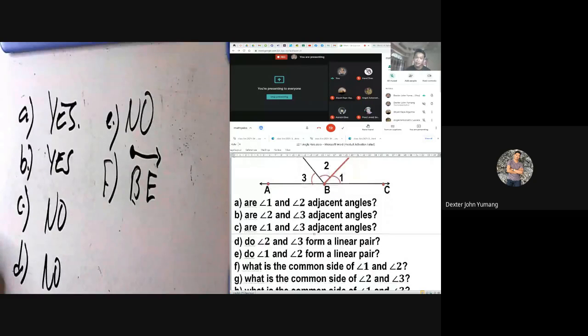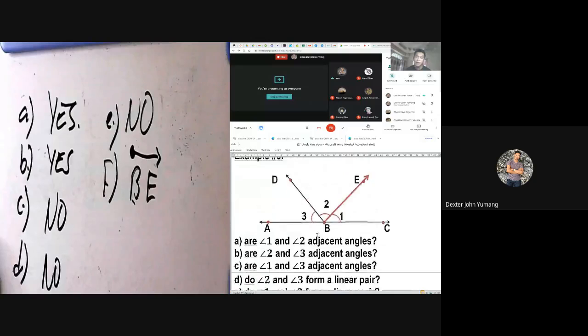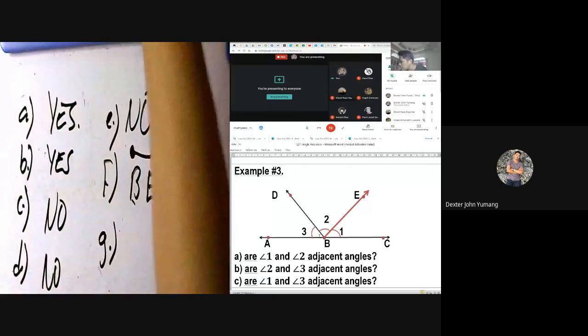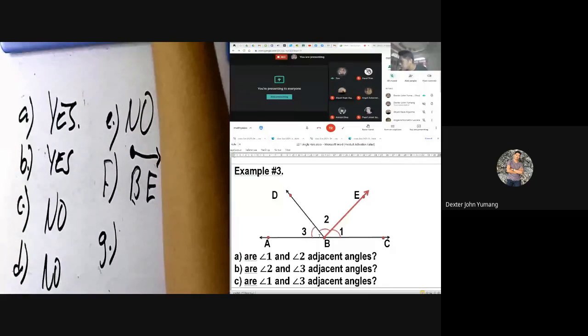Letter G. What is the common side of angle 2 and angle 3? Sige daw. What is the common side of angle 2 and angle 3? Take a look at the figure. Angle 2 and angle 3. Ray BD. Sabi daw po ni Angel, Aliyah, and yung nauna si Matthew, Pearl, Astral, Carl, Ageleo. Okay, let's figure out.